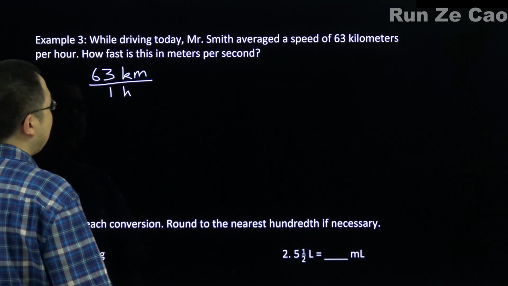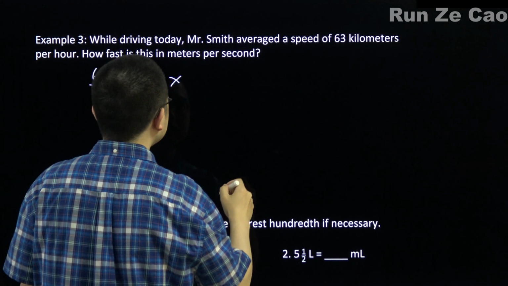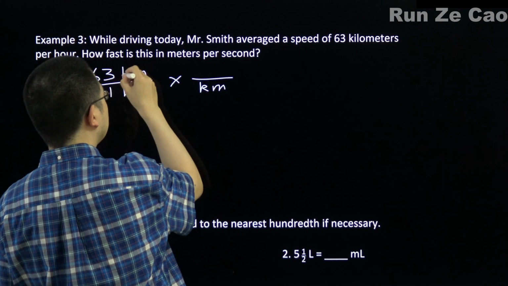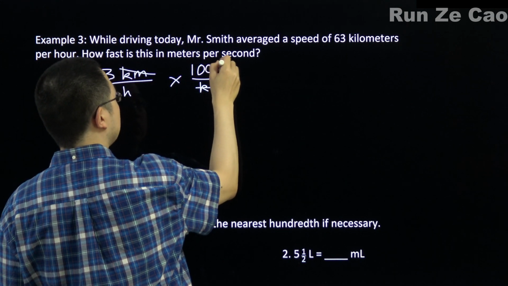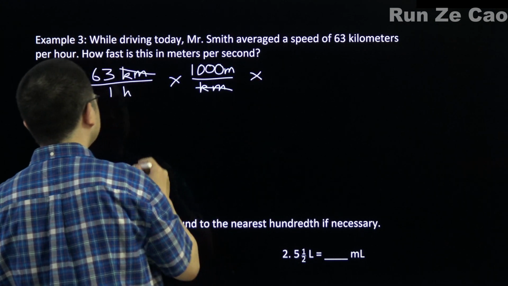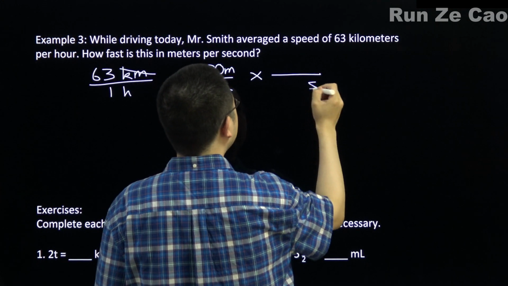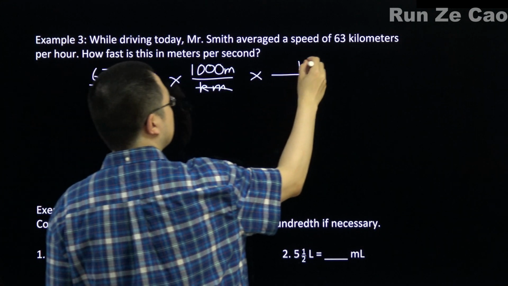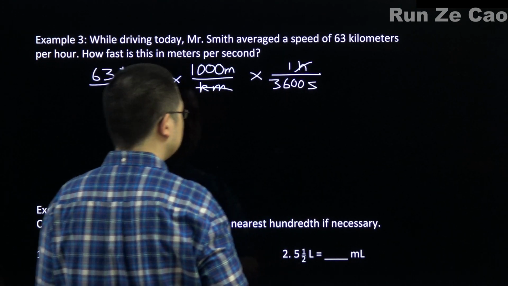You need to multiply by how many meters per kilometer? So we need to divide by kilometers to cancel out the kilometers. Well, we need 1,000 meters per 1 kilometer. Okay, and then we multiply by, how do we cancel out the hours and end up with per second? So per however many seconds, and we need hours on top. Well, the hours would cancel out with 1 hour over 3,600 seconds.